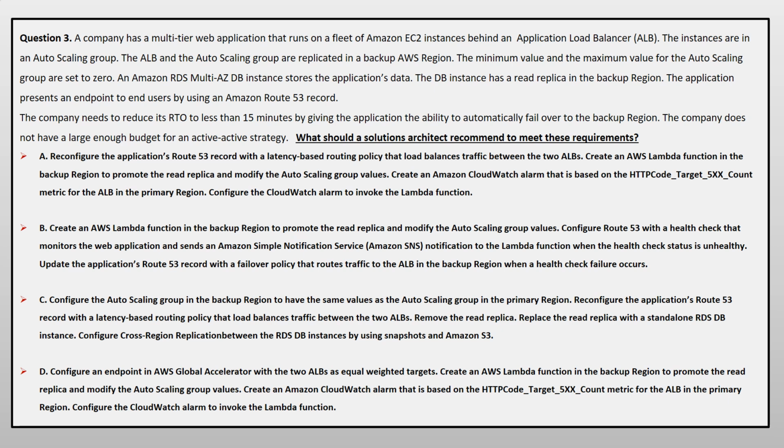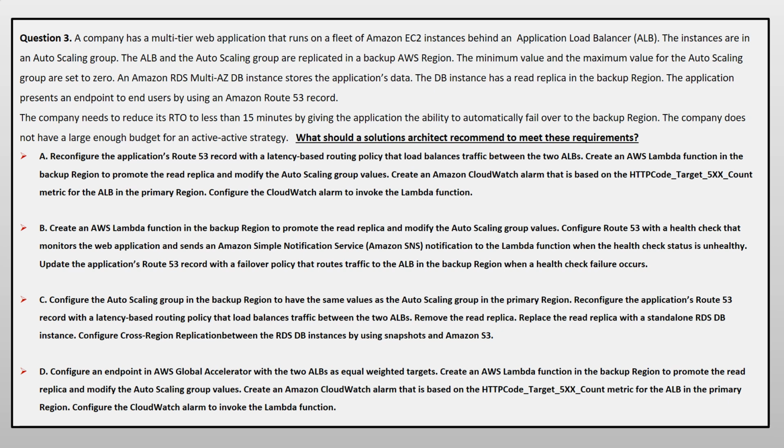A. Reconfigure the application's Route 53 record with a latency-based routing policy that load balances traffic between the two ALBs. Create an AWS Lambda function in the backup region to promote the read replica and modify the Auto Scaling group values. Create an Amazon CloudWatch alarm that is based on the HTTPCode_Target_5XX_Count metric for the ALB in the primary region. Configure the CloudWatch alarm to invoke the Lambda function.